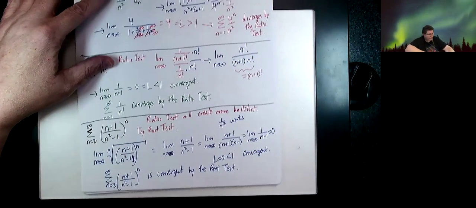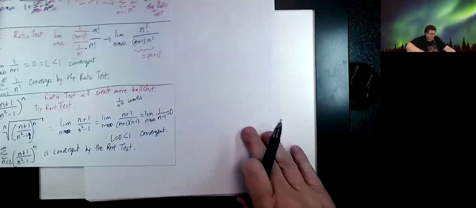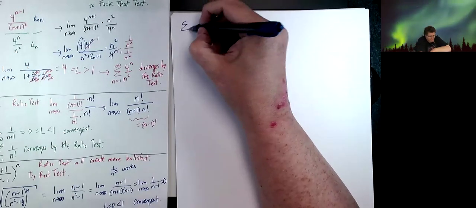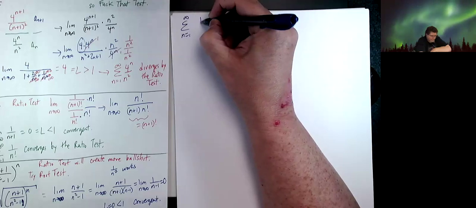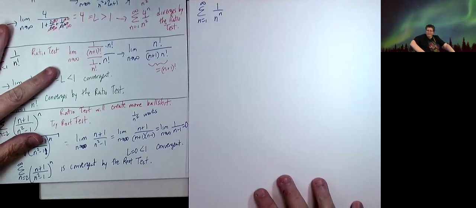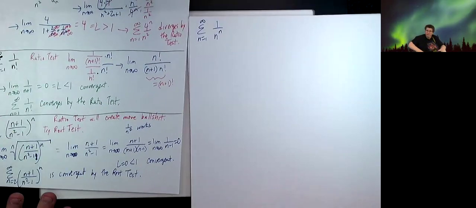Ready for some more fun? The sum from n equals 1 to infinity of 1 over n to the n. Go ahead and do that real quick. Try the root test on your own here. I'll keep the previous example up so you can compare.